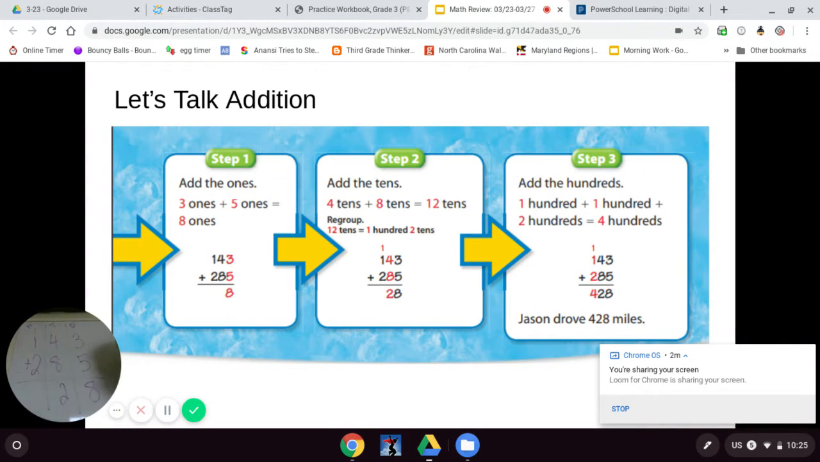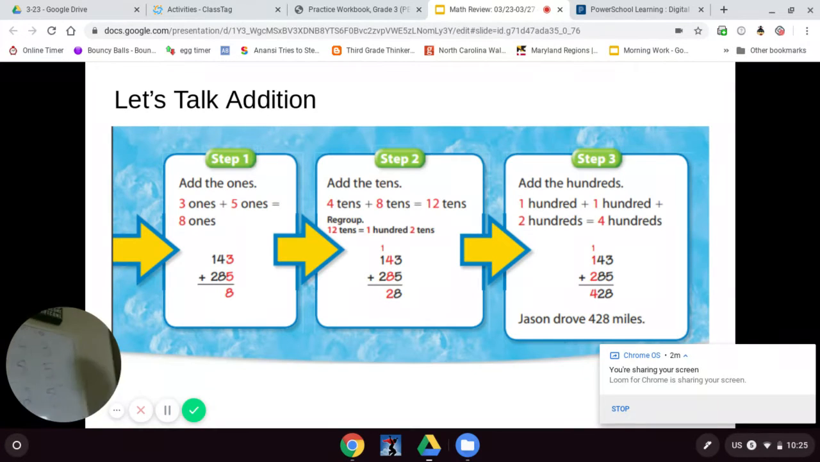My last step says add the hundreds. So 100, 200, 300, 400. So I now know I have a solution of 428.